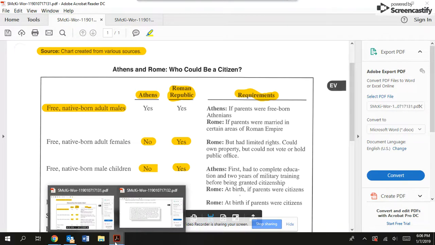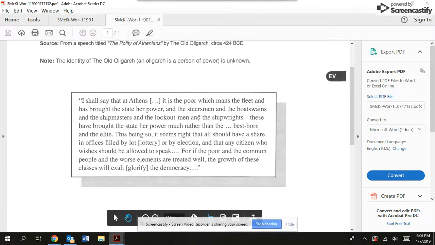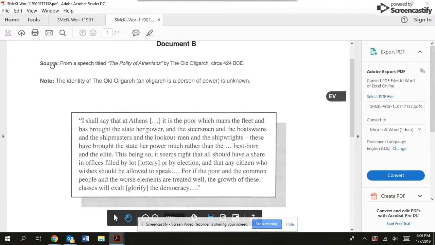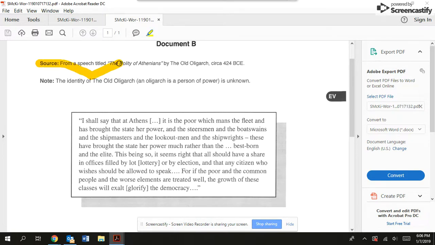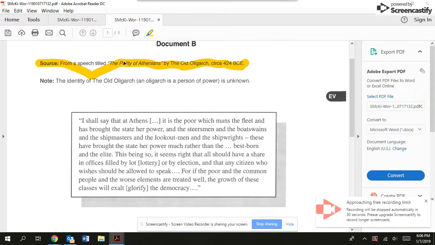All right, that's a secondary source. So let's look at a primary source real quick. I know it's a primary source because it is from a speech, and it is from 424 BCE. So this is from a speech from 424.